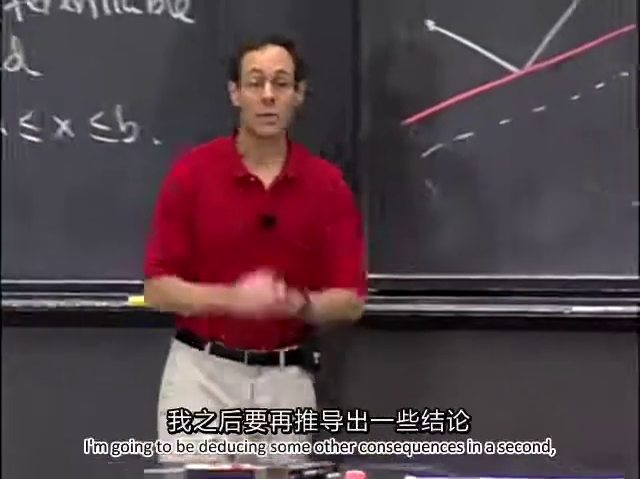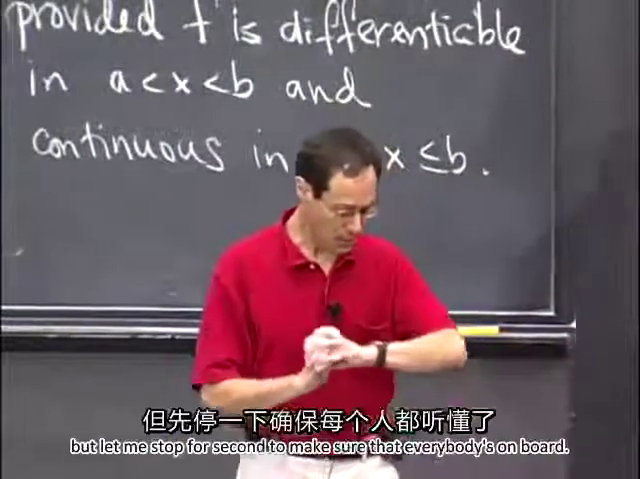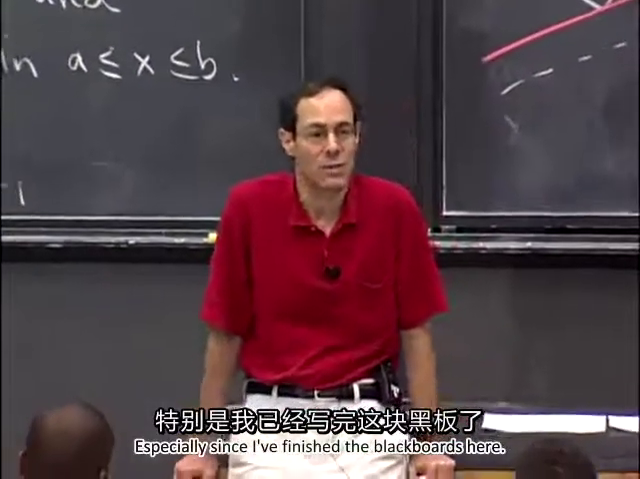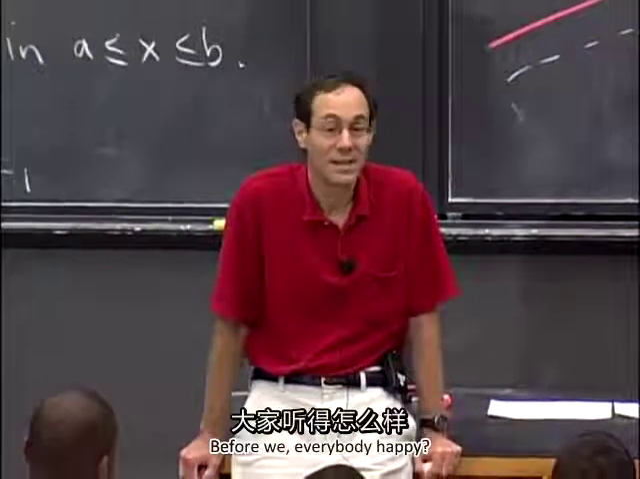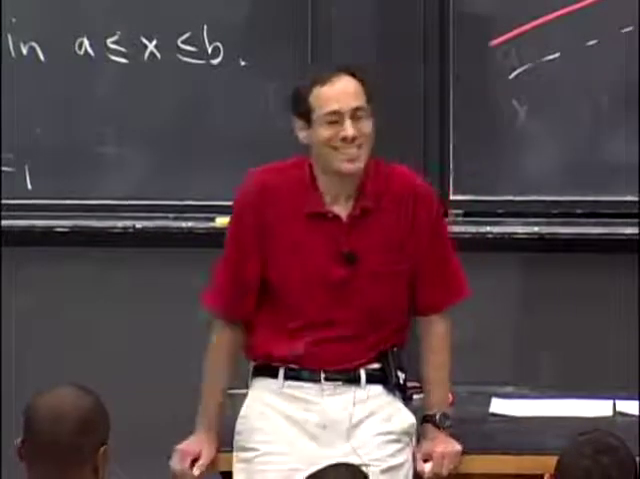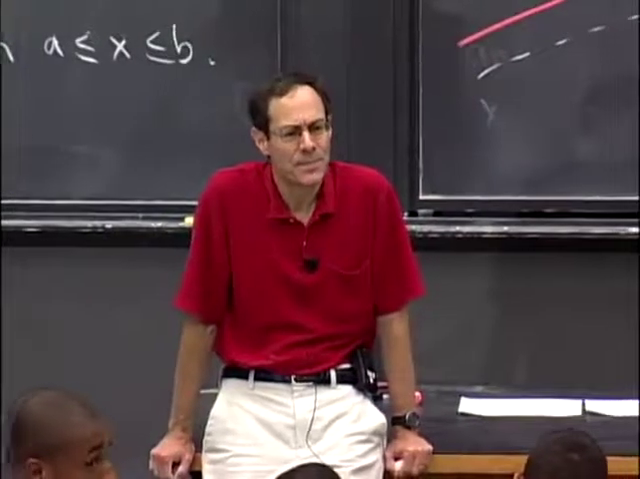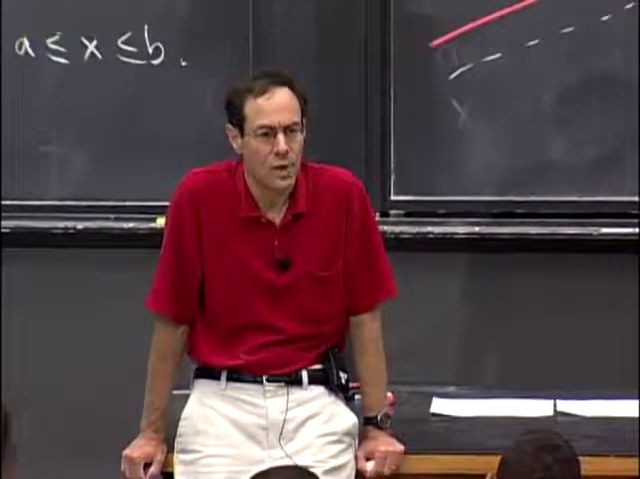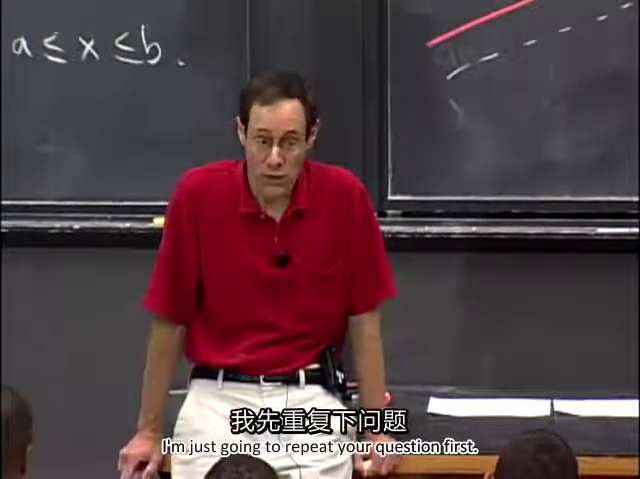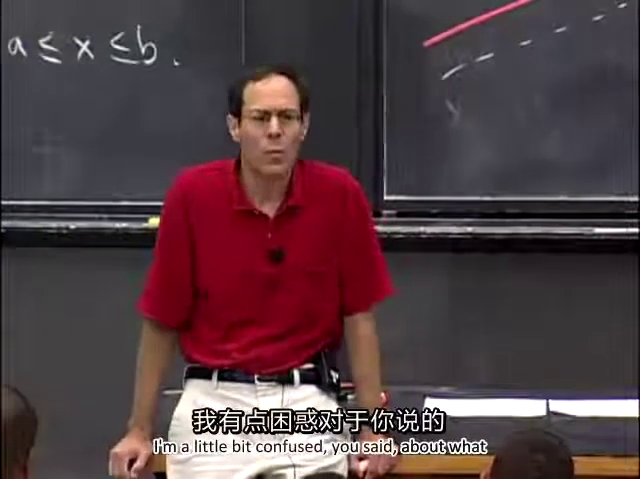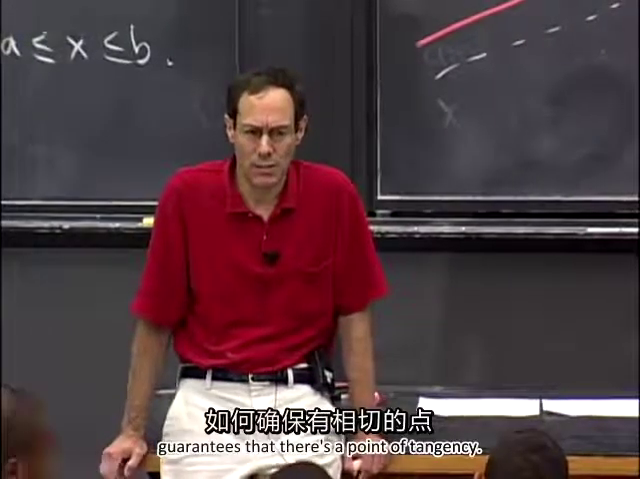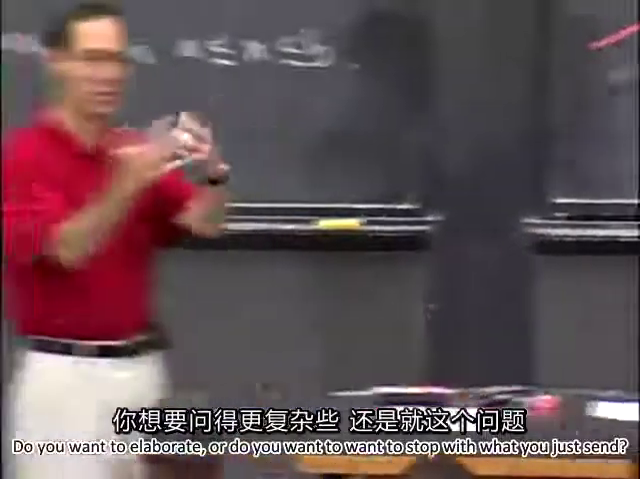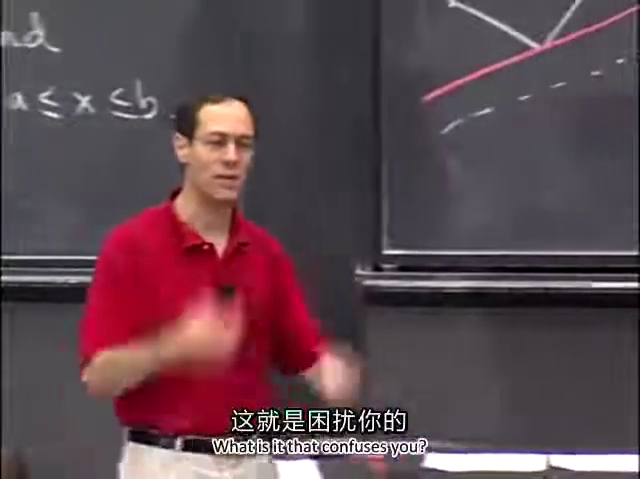All right, I'm going to be deducing some other consequences in a second, but let me stop for a second to make sure that everybody's on board, especially since I've finished the blackboards here. Everybody happy? One question. I'm just going to repeat your question first. I'm a little bit confused, you said, about what guarantees that there's a point of tangency. That's what you said. Okay, so do you want to elaborate, or you want to stop with what you just said? I mean, what is it that confuses you about it?